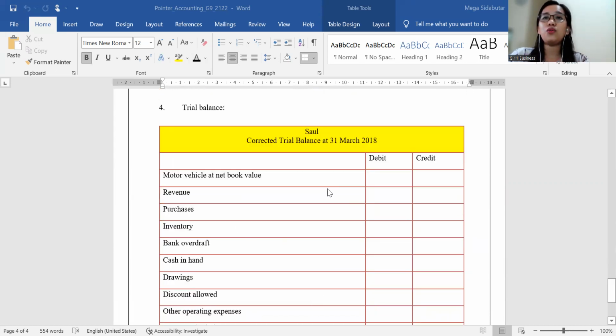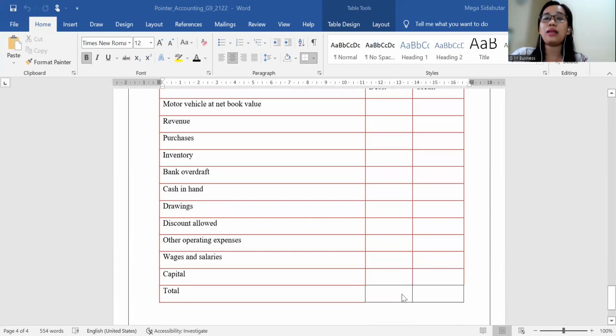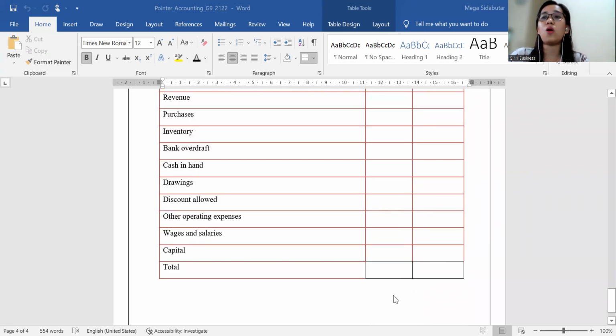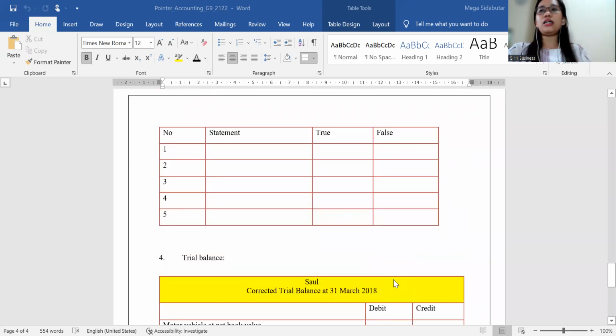For question number 4, this one is very similar to the worksheet. I will give you a trial balance that does not balance. For that reason, you need to make it a corrected trial balance. All of the accounts should be placed in their original side, whether debit or credit, and then you total the debit and total the credit. Make sure the total debit and total credit are equal. I think number 5 is very common, and I think you can answer that one.